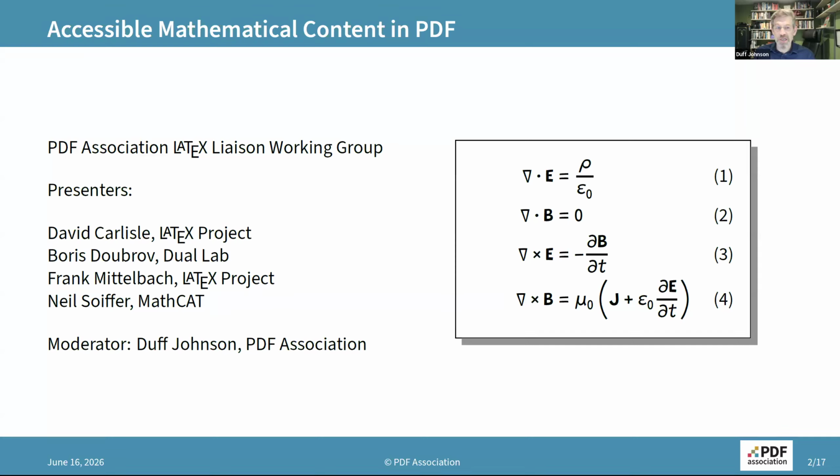In this presentation, I want to introduce David Carlisle. He's the editor of MathML and also does a great deal of work in the LaTeX project. Boris Dubrov is the CEO of Dual Lab and the chair of the PDF Association's LaTeX project LWG, or Liaison Working Group. Frank Mittelbach is the technical lead for the LaTeX project. And Neil Soiffer is the developer of MathCAT, which is a key piece of software in enabling accessible math.